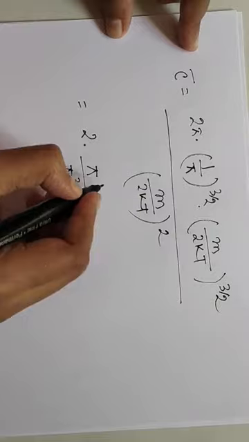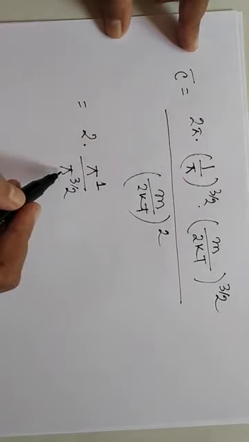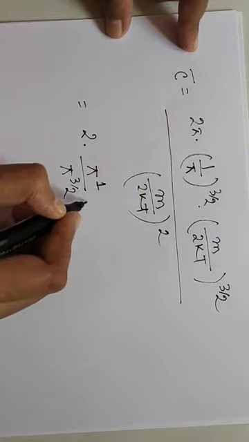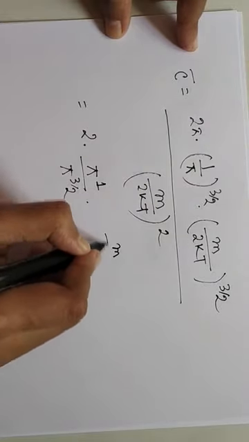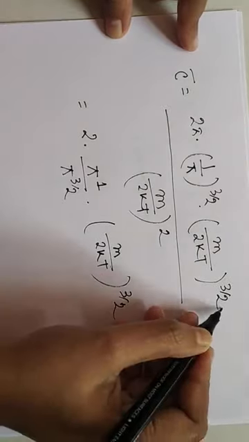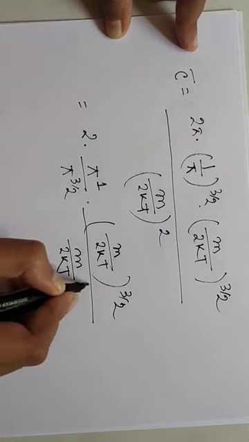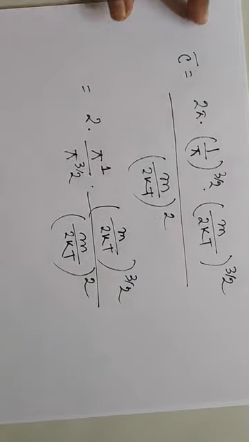So this pi has power 1, and this pi will go to the denominator having power 3 by 2. Then here we have in the numerator m by 2 kt with the power 3 by 2, and in the denominator we have again m by 2 kt with power 2.